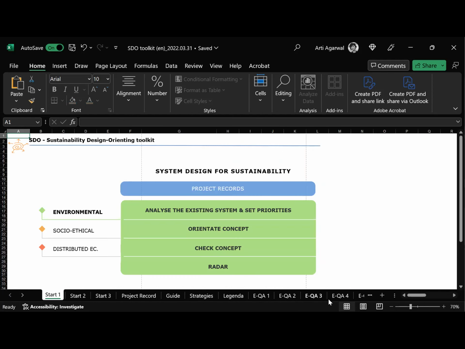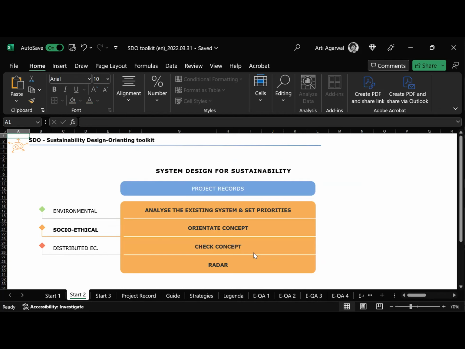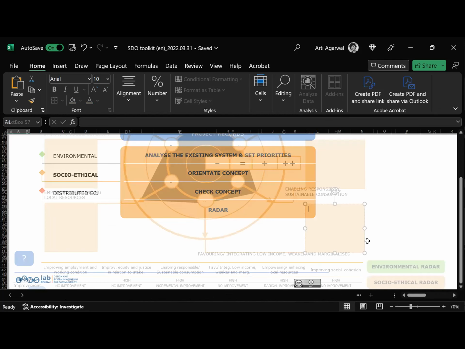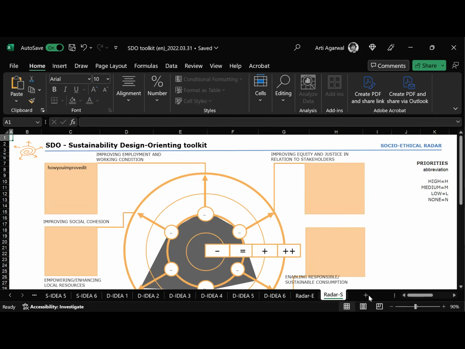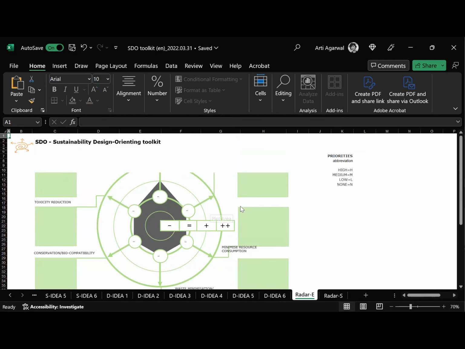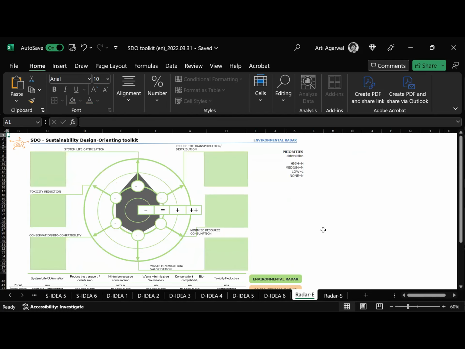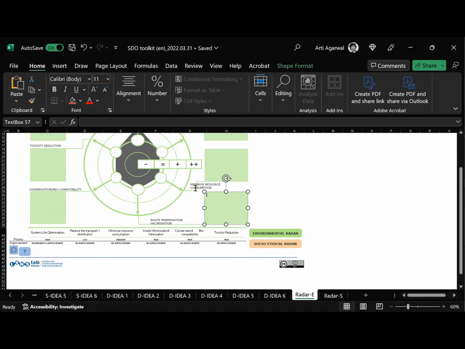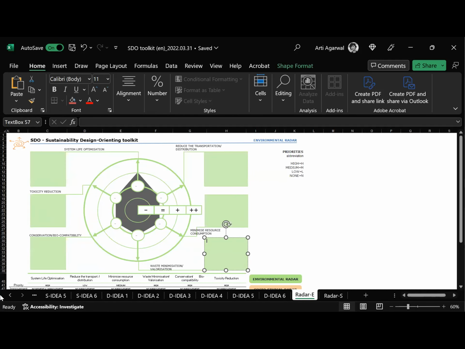If you want, you can go to EQ2, EQ3, 4, 5, 6 like that, but I just don't really prefer that. To create a radar here, oh sorry, this is a radar for environmental, and this is again showing whatever arbitrary values I enter, making the diagram based on that. But we can enter real values and it will show a real diagram, and you can enter your improvements here.